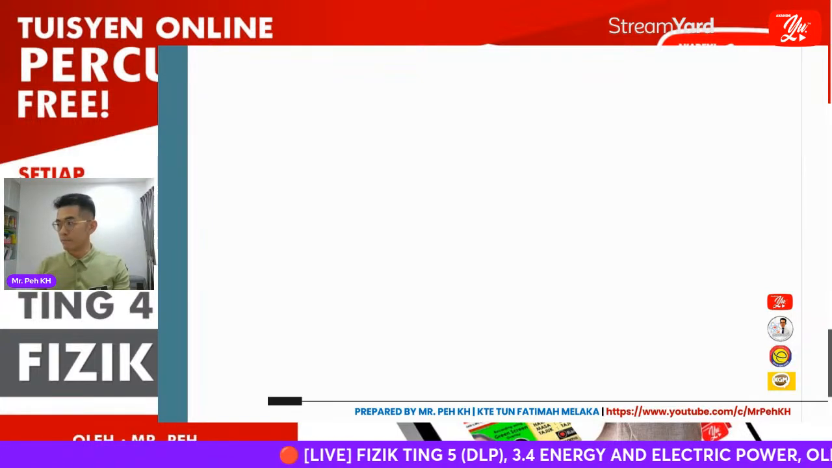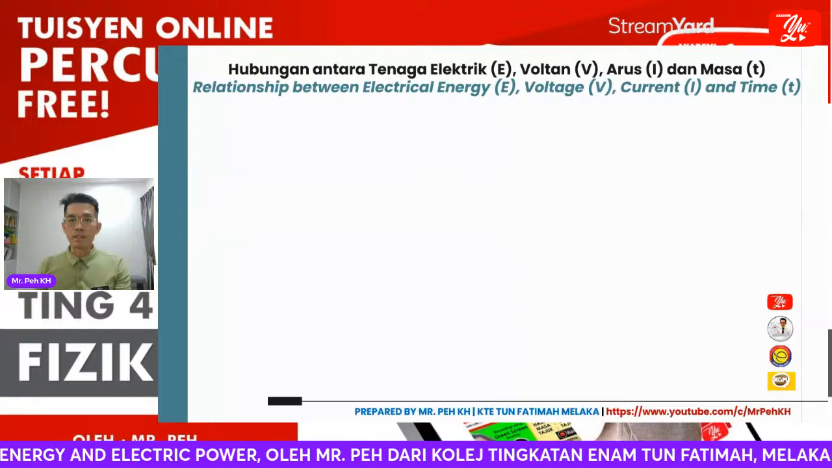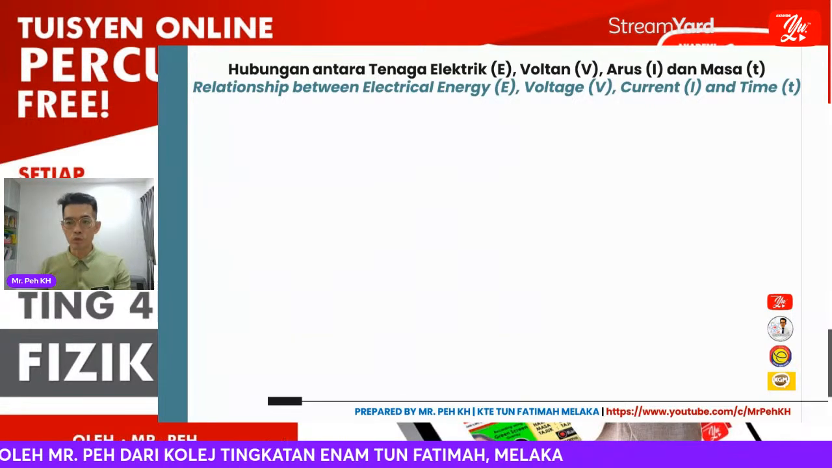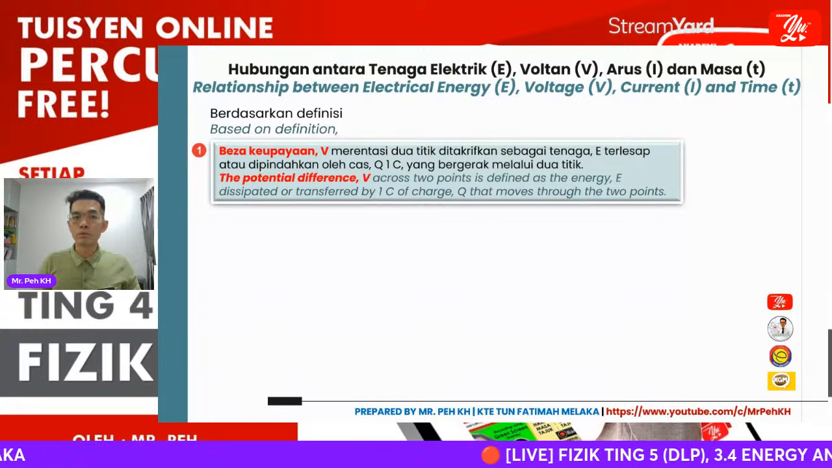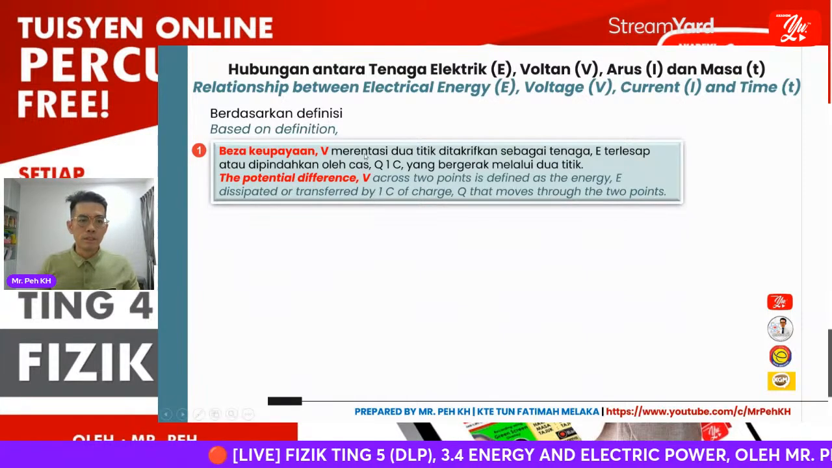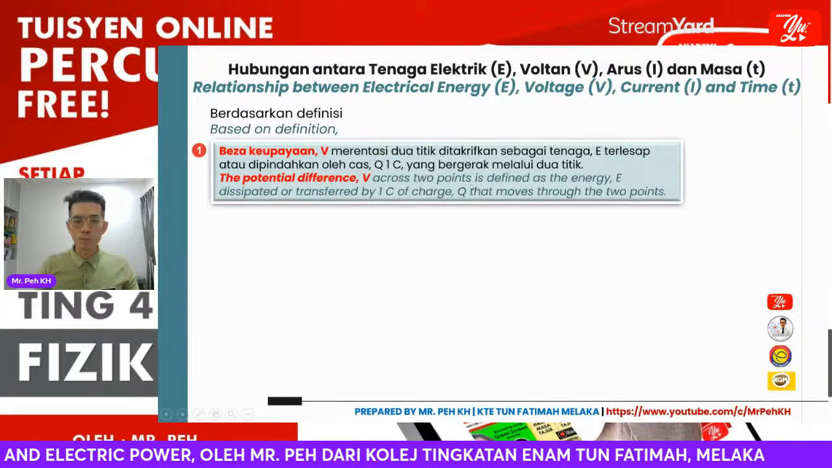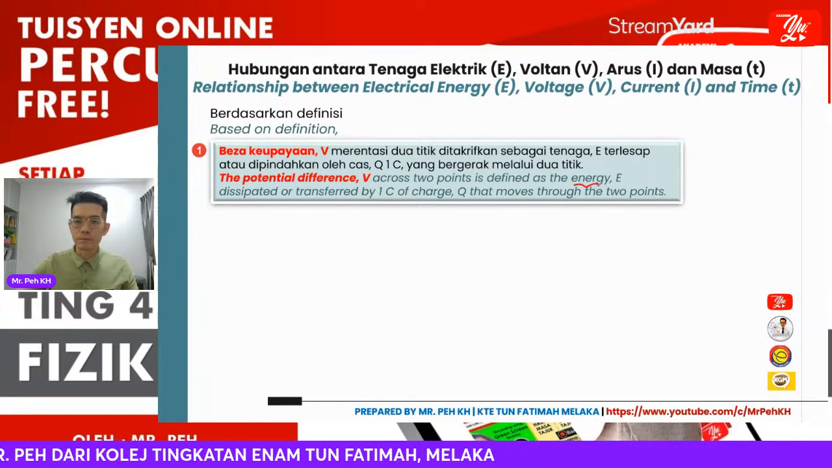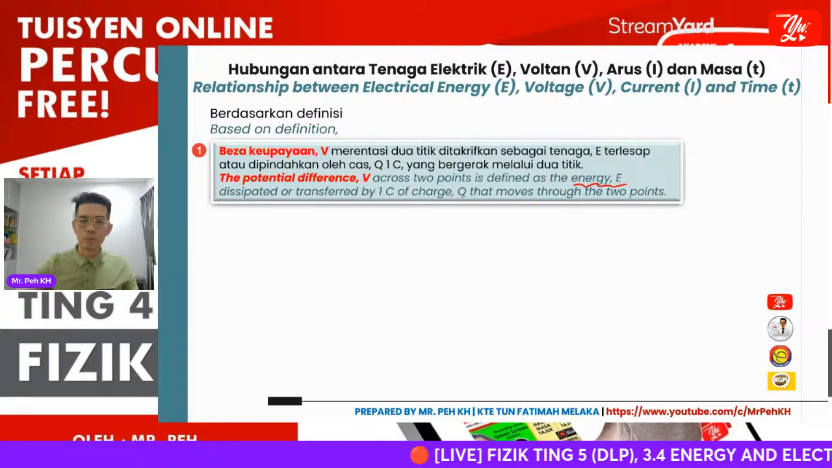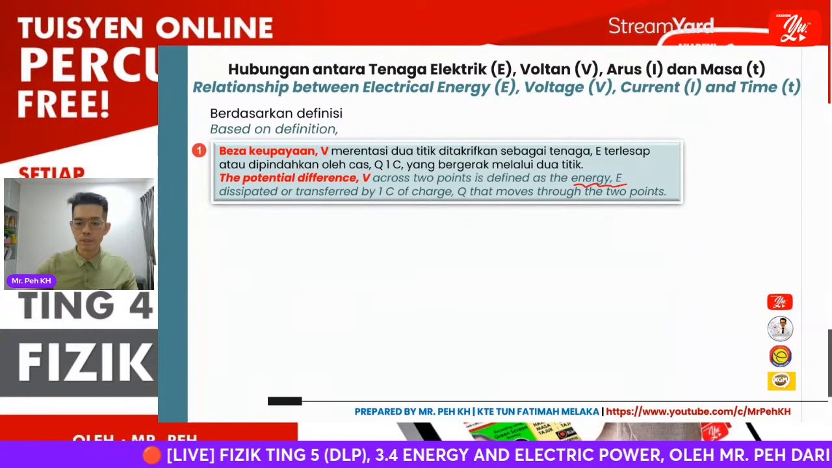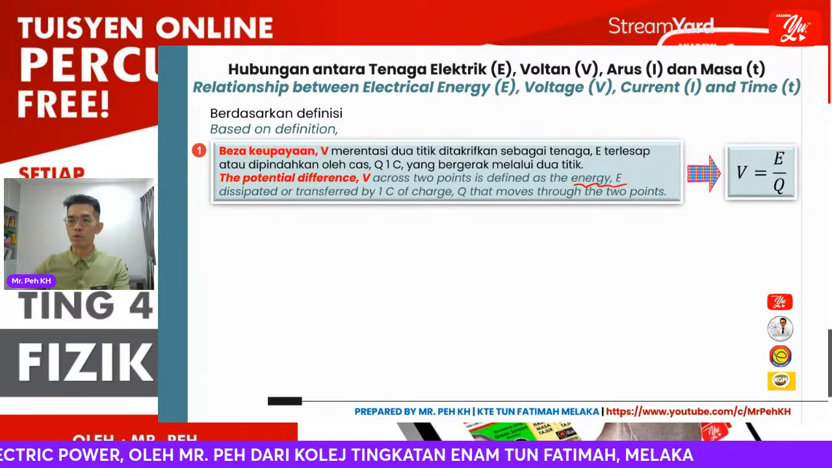Let's say we are going to discuss the checkpoint later on. Then the relationship between the electrical energy E, voltage V, current I, and time will be here. For the discussion of the relationship, you need to understand 2 definitions. The first is the potential difference with symbol V. The potential difference across 2 points is defined as the energy dissipated or transferred by one coulomb of charge with symbol Q that moves through the 2 points. This is the formula you already went through in subtopic 3.2: V equals E over Q.